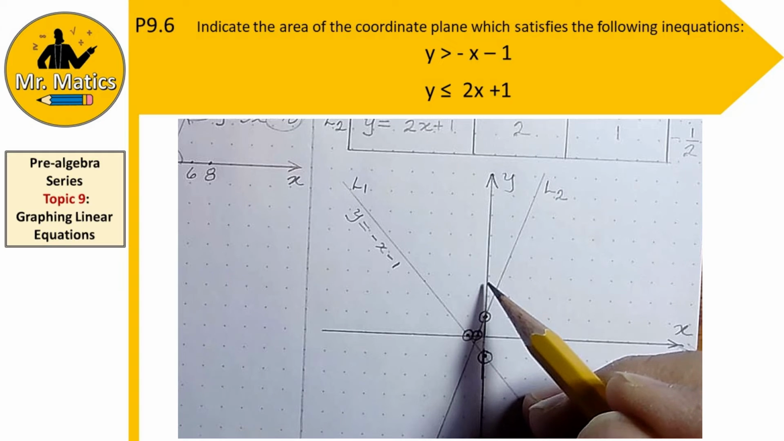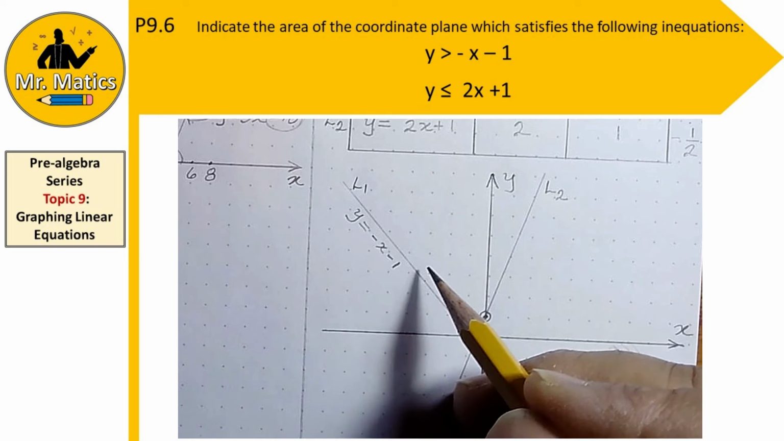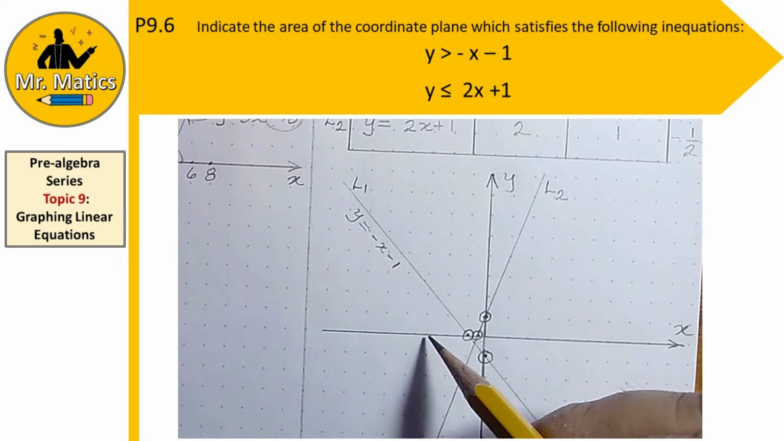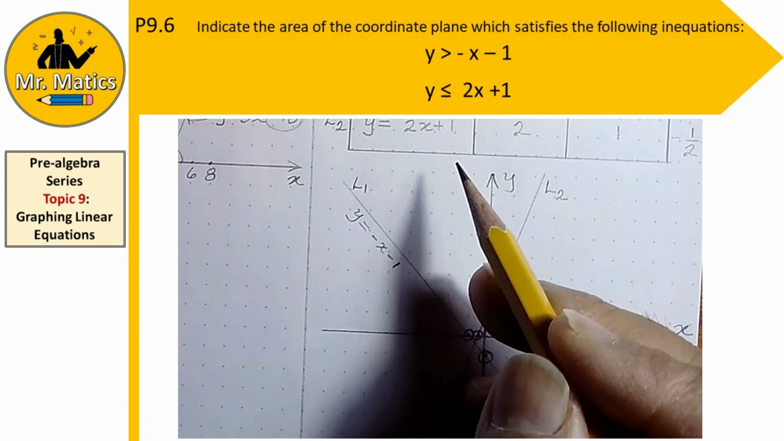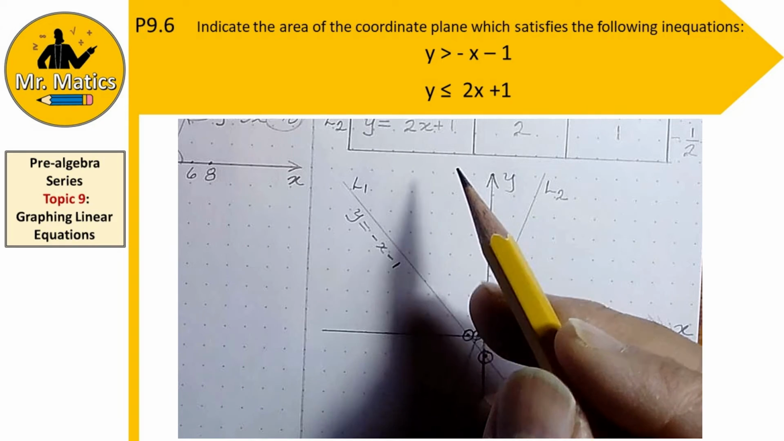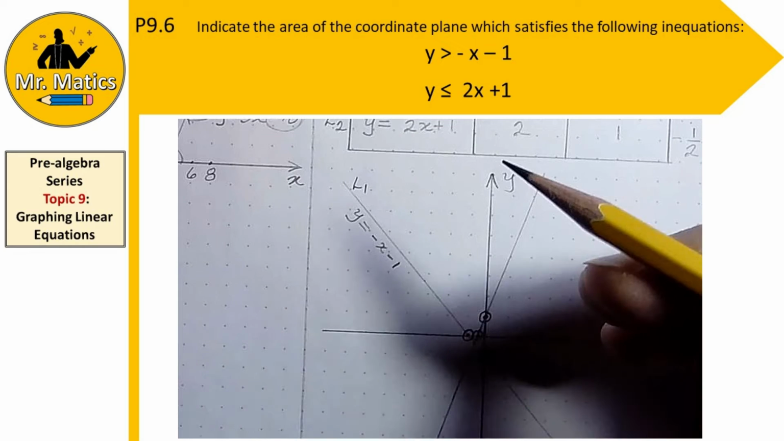Whatever y is, which is here, you can see that that's the y. It's probably about 2.6 or 2.7. Any y, let's say y is 3, which is this point, or y is 4, which is this point, will satisfy this. So y cannot be on this line, but y has to be above this line.